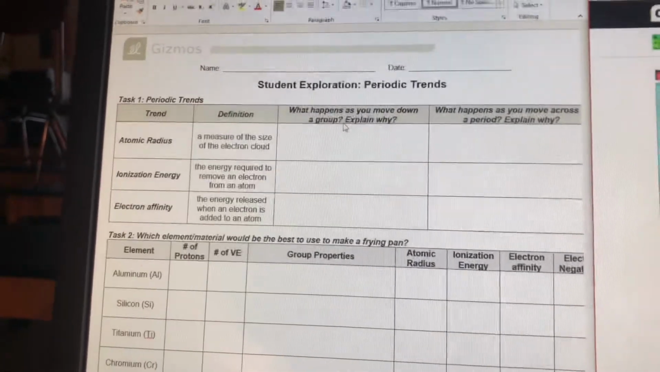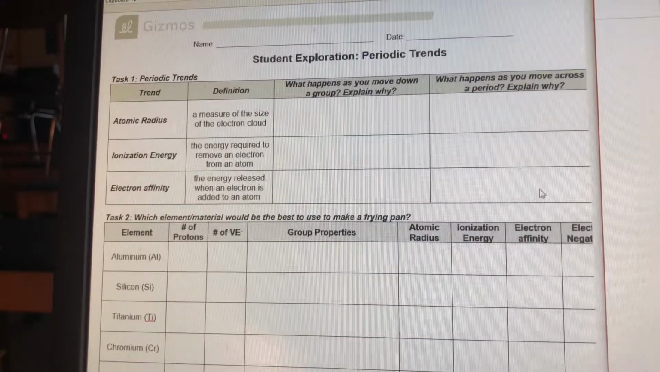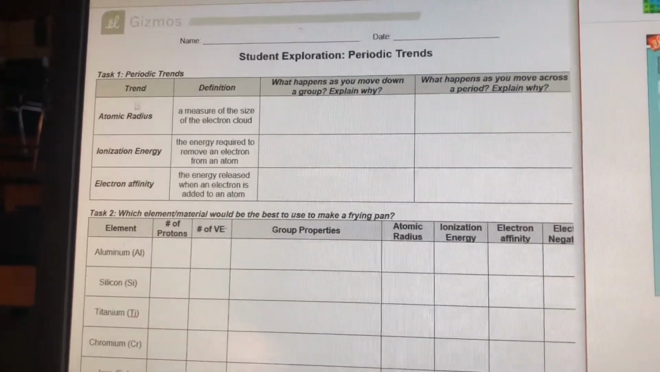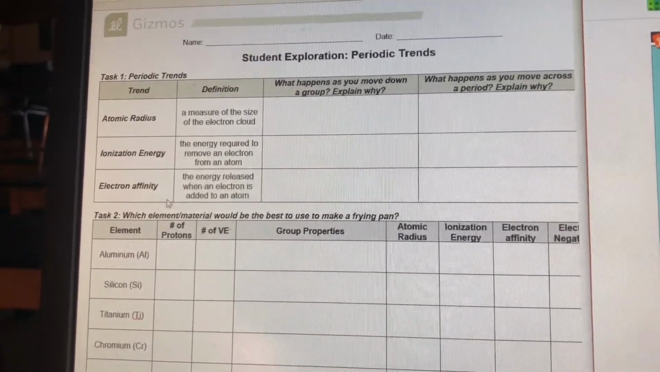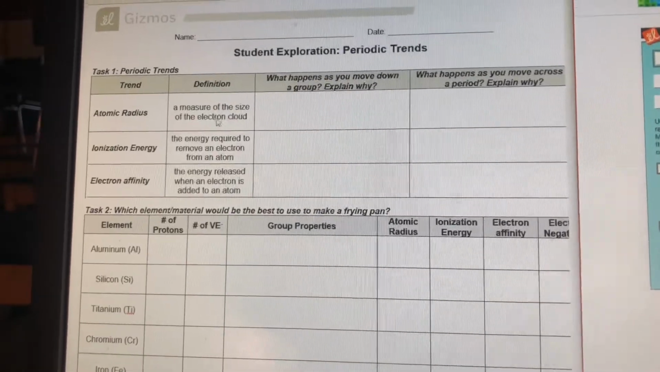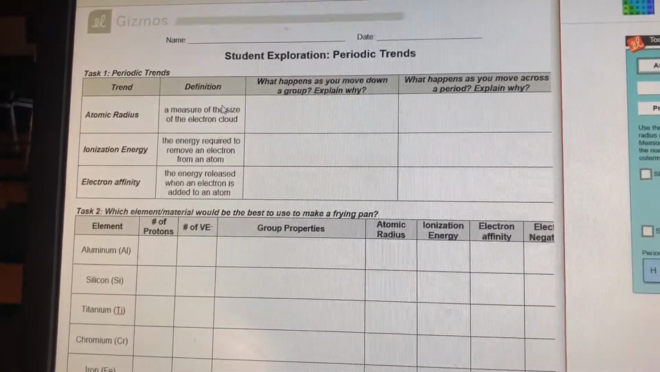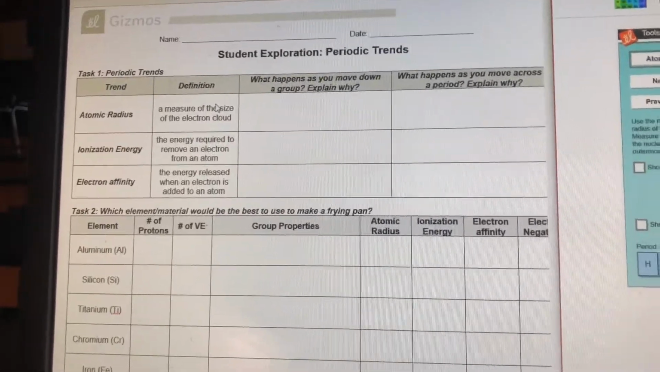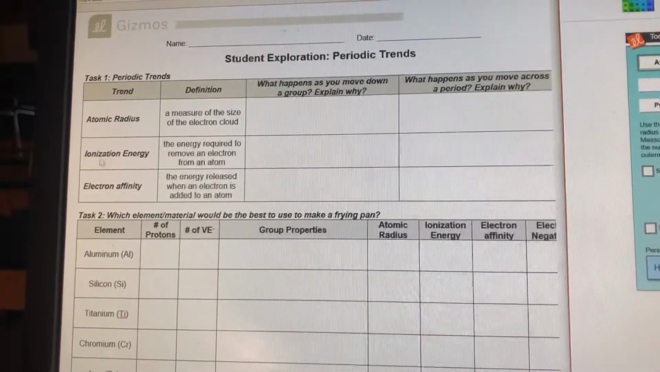What you're looking at is the periodic table, and as you move across the periodic table and down the periodic table, what happens to the atomic radius, the ionization energy, and the electron affinity. Okay, so the atomic radius is just the measure of the electron cloud. It's the measure of the radius, okay, from the nucleus to the last electron, the radius, which is half of the circle if you don't remember.